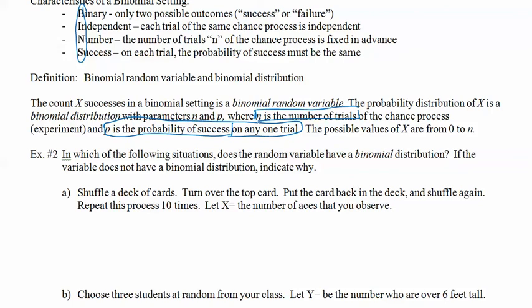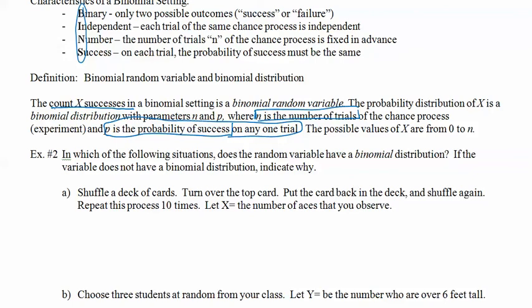The possible values of X, remember X is the count of the number of successes in our n trials, are going to be from 0 to n. We could have no occurrences. We could have all of the trials having success, and anywhere in between.